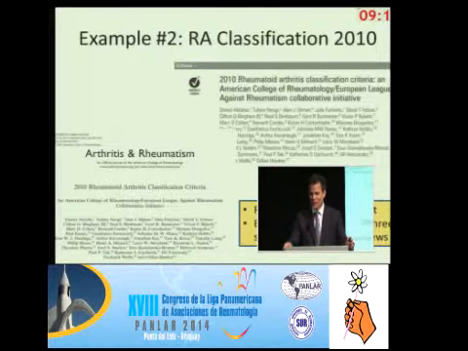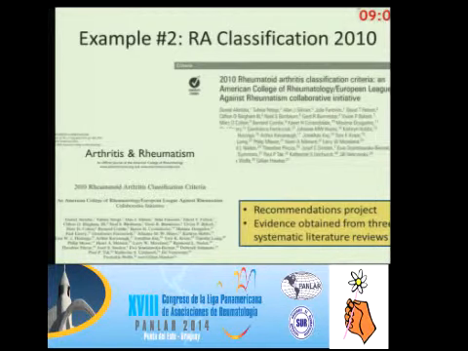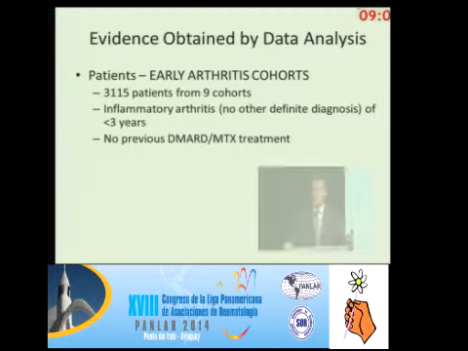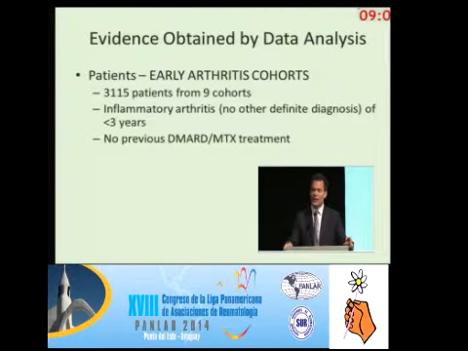So this is a recommendation project. It's a criteria project, so now I confused myself. This is not a recommendation project, but a criteria project, and the literature review was the basis. Now, you can see that there are 9 different cohorts that were used for this purpose. That means 9 investigators provided us with their early arthritis patient-level data. We pooled them, and we ended up with more than 3,000 patients to do data analysis here.